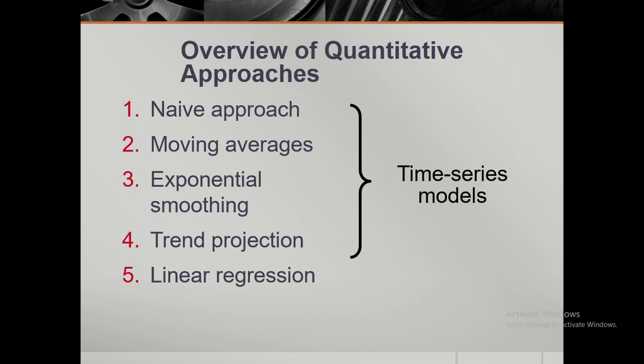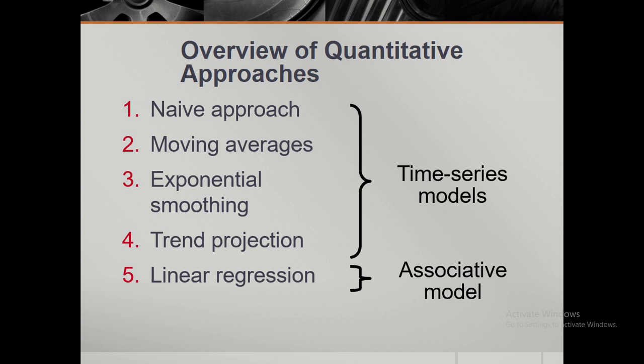For the overview of the quantitative approach, we have 5 topics found in the book of Heizer and Render: the naive approach, moving average, exponential smoothing, trend projection, and linear regression. The first 4 are associated with time series models, because from the word itself, time series, it involves historical data from past times. And number 5, the linear regression, tackles the associative model because it discusses the correlation of some variables. Usually, linear regression is used in research theses or dissertations.